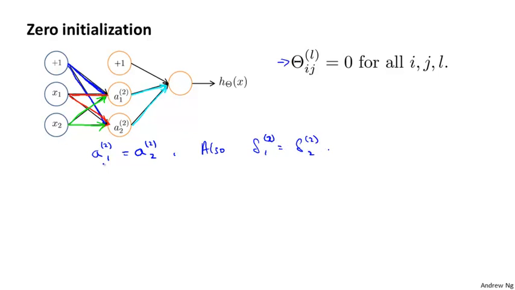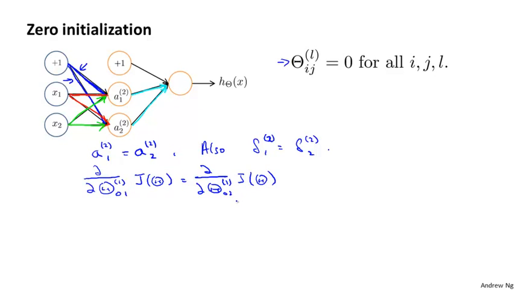And if you work through the math further, what you can show is that the partial derivatives with respect to your parameters will satisfy the following: writing out the partial derivatives of the cost function with respect to these two blue weights in your network, you find that these two partial derivatives are going to be equal to each other.